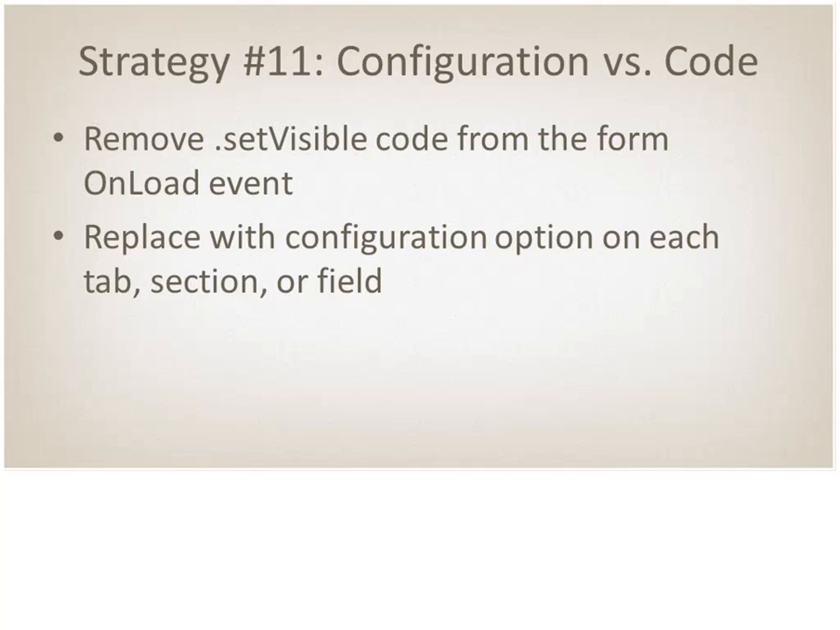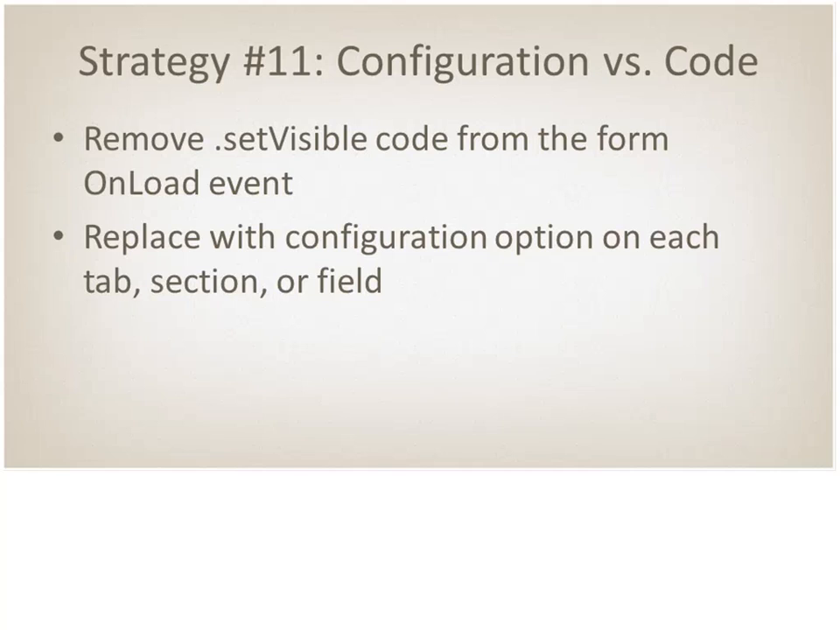Okay, so I'm going to show two slides in a row, and there's going to seem to be conflicting information. They're not. Trust me on this, please. So strategy number 11 is to use configuration versus code. One of the things that we would do on a very frequent basis was to hide and show tabs, sections, and fields in the onload event of the form.